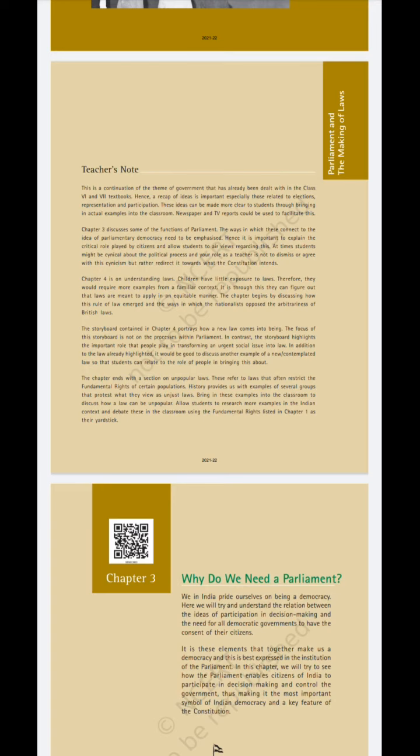Chapter 4 is on understanding laws. Children have little exposure to laws. Therefore, they would require more examples from a familiar context. It is through this they can figure out that laws are meant to apply in an equitable manner. The chapter begins by discussing how this rule of law emerged and the ways in which the nationalists opposed the arbitrariness of British laws. The storyboard contained in chapter 4 portrays how a new law comes into being.